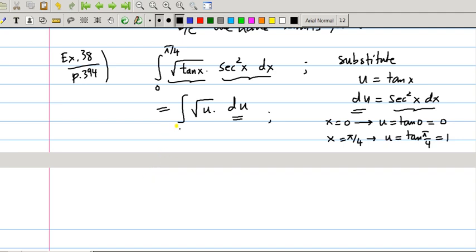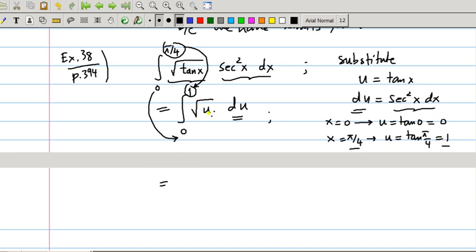So now we have the limits from 0 to 1. When x is 0, my u is 0. But when x is pi by 4, u is 1. You see here? When x is pi by 4, u is 1. So limits are changed. Okay. So now I will integrate.